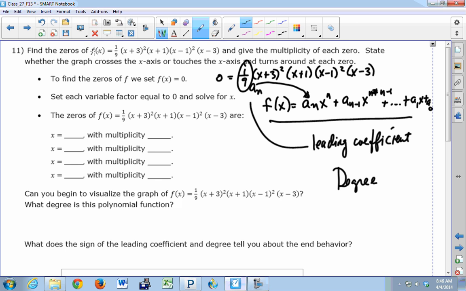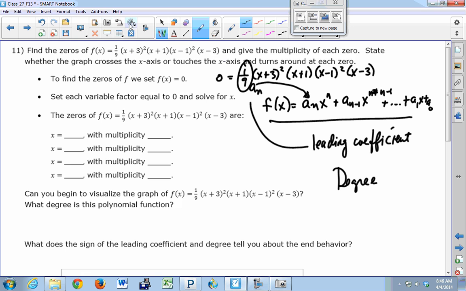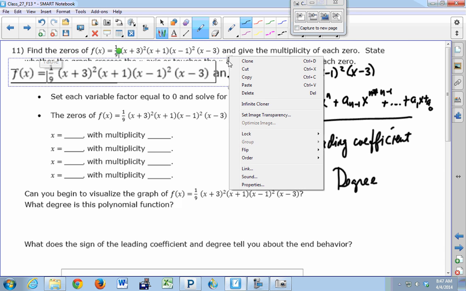Let's take this out. I want to put it on a new page. That's not going to be a very good picture. No, let's try it again. Cut. Well, that will be a little better, but not much. All right, good enough for us to get to what we want to do.